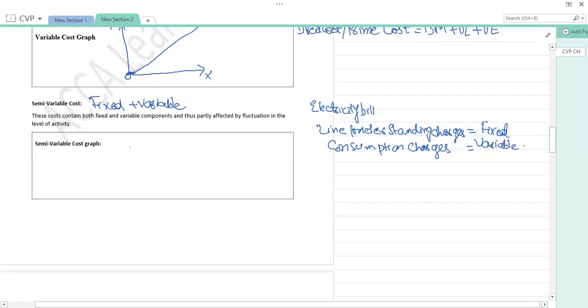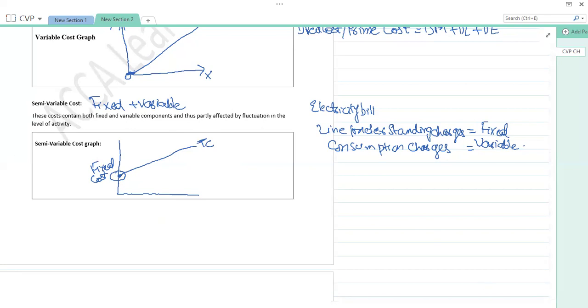So when I draw the graph for the semi-variable cost, it behaves like that. This is the point. This point is called your fixed cost point. This is your total cost line, which represents the fixed plus variable cost. This is the behavior of semi-variable cost.